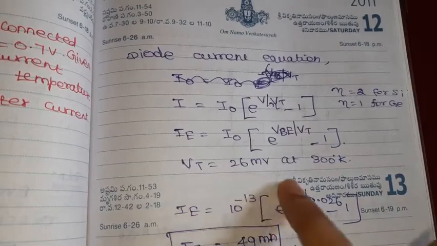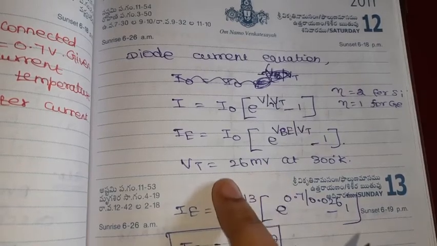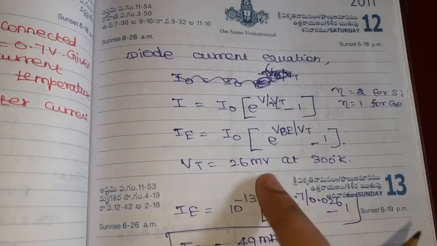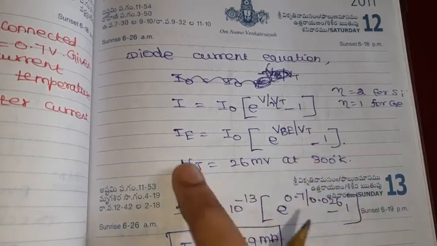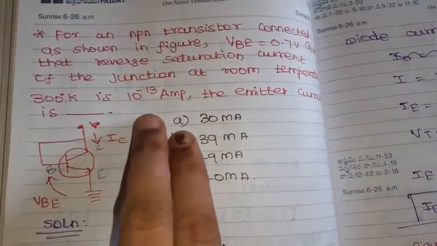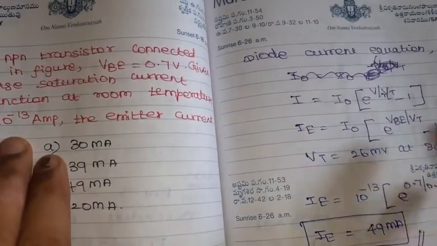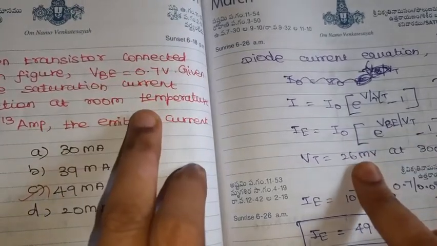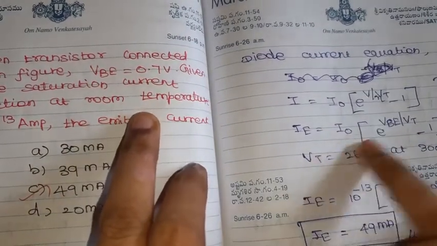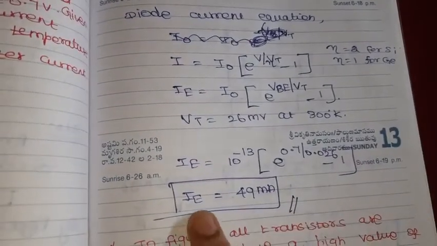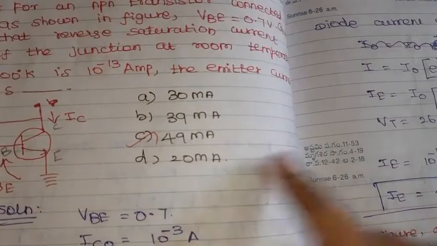Vt is a constant value at room temperature, 300 Kelvin, it is 26 millivolt. Then minus 1. So substitute all these values. I naught value we know from the given problem, VBE value we know, Vt value is a constant value. Substitute all these values, then find out IE is equal to 49 milliamperes.